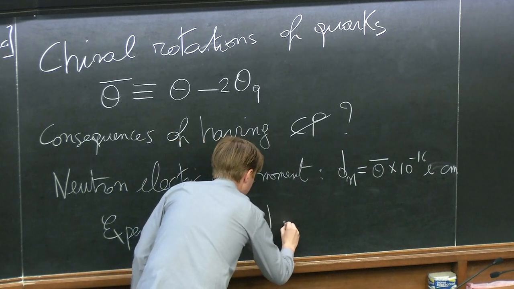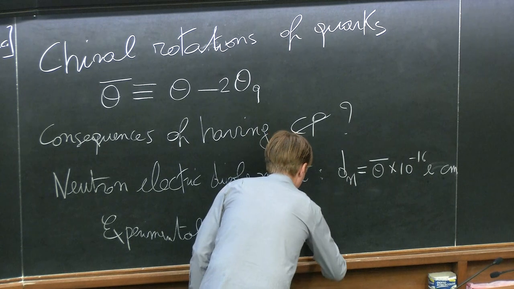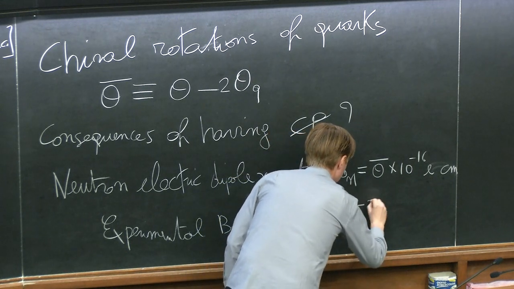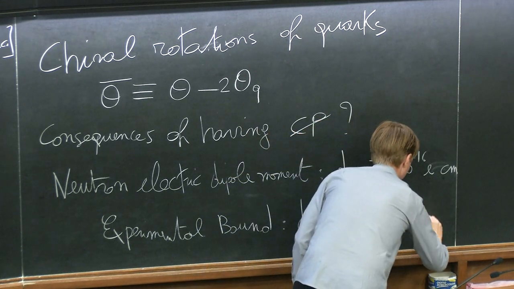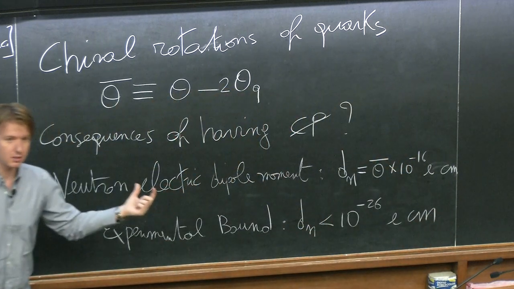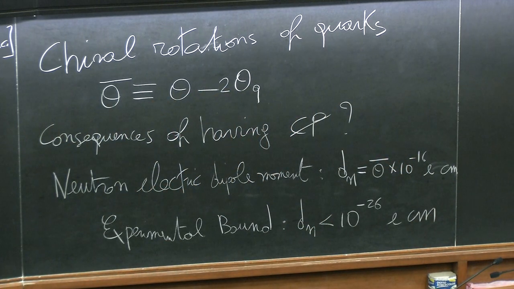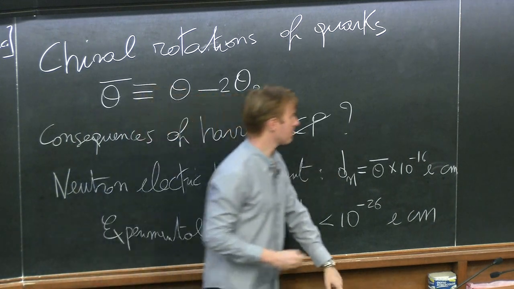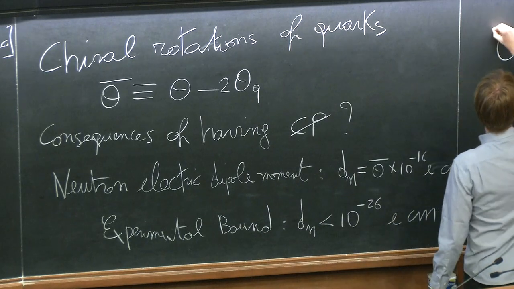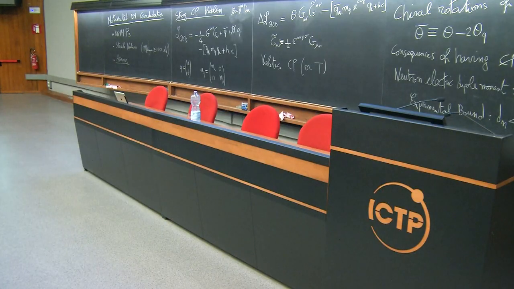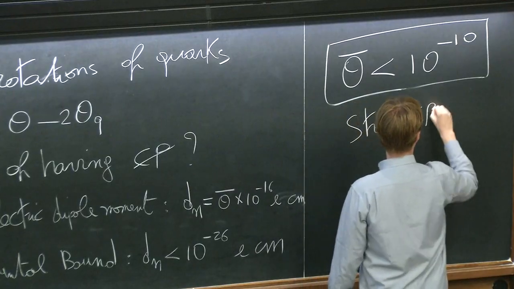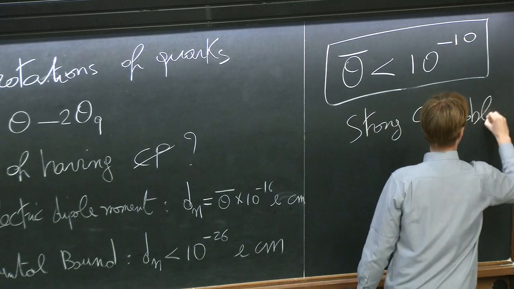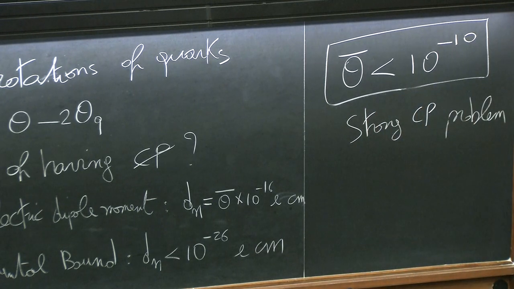So let's compare this number with the experimental bound. The experimental bound is 10 to the minus 26 e times centimeters. I'm using the same units. So I compare the theoretical prediction with the experimental bound, and I conclude, okay, so let me write that again. So this is the strong CP problem.